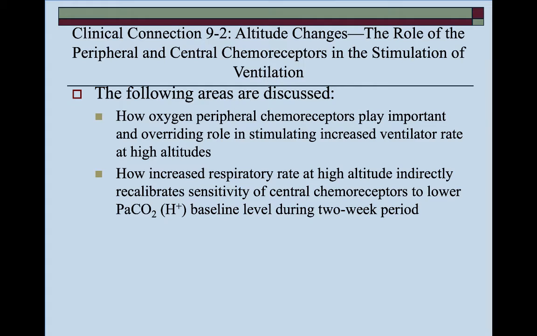If you're in a plane that depressurizes and all you have is atmospheric air at 30,000 feet, there's not much PO2 in that. And so you're going to start breathing really fast because your PaO2 is going to drop below 60. And how increased respiratory rate at high altitude indirectly recalibrates sensitivity to central chemoreceptors to a lower hydrogen baseline during a 2-week period.